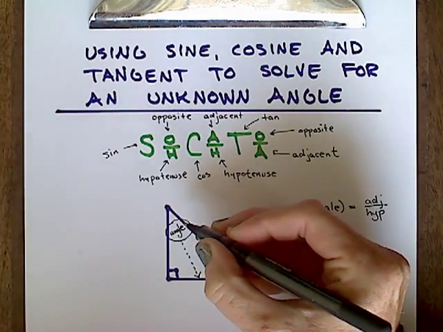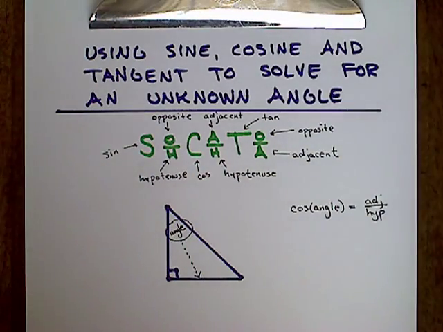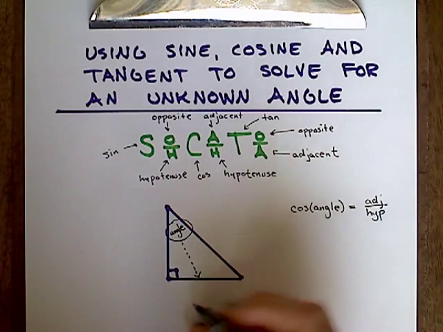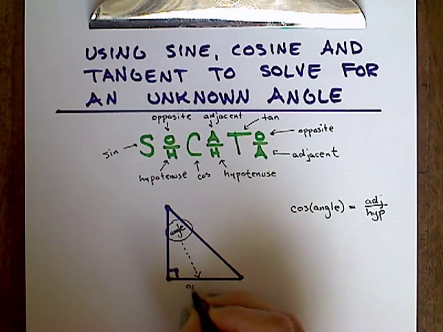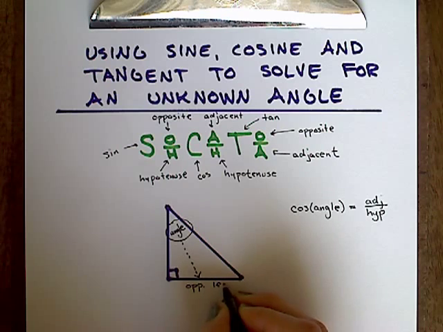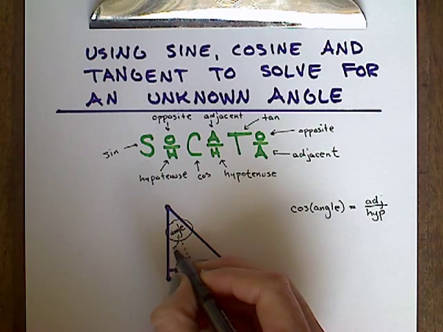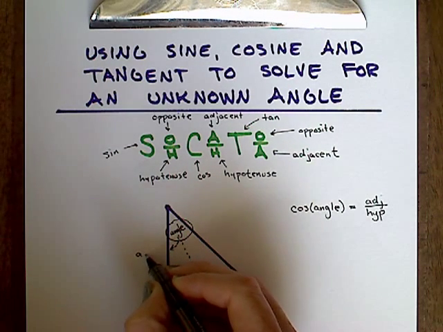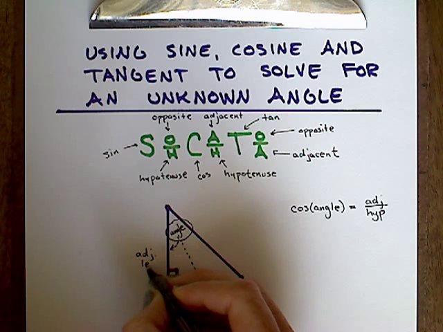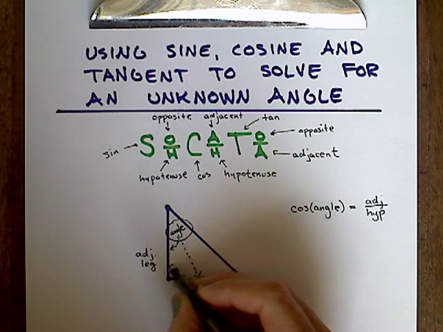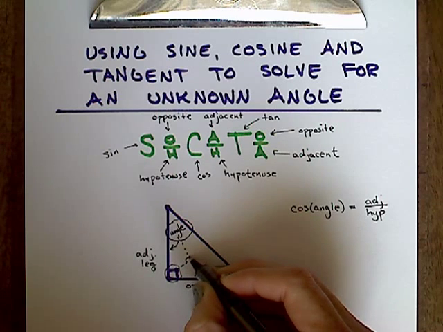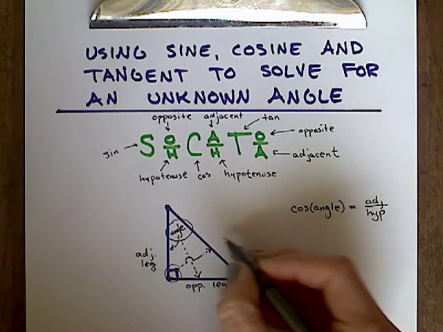And here we see, in order to know which legs we're talking about, we always need an angle. Opposite and adjacent refer to where that angle is positioned in the triangle. So the side opposite that angle is called the opposite leg. The leg adjacent to that angle is called the adjacent leg. And then the side opposite the 90-degree angle is always called the hypotenuse.